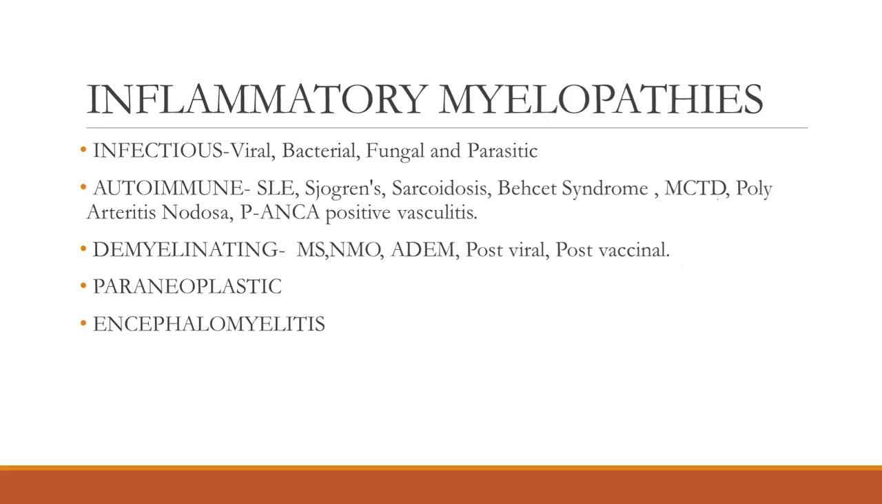Coming to inflammatory myelopathies, they are characterized by post-contrast gadolinium enhancement on MRI and associated pleocytosis on CSF. Some of the conditions associated with inflammatory myelopathies are infectious: viral, bacterial, fungal, and parasitic. Autoimmune: Sjogren's, sarcoidosis, mixed connective tissue disorder, P-ANCA positive vasculitis. In demyelinating: MS, NMO, ADEM, post-viral myelitis, paraneoplastic myelitis, and encephalomyelitis.